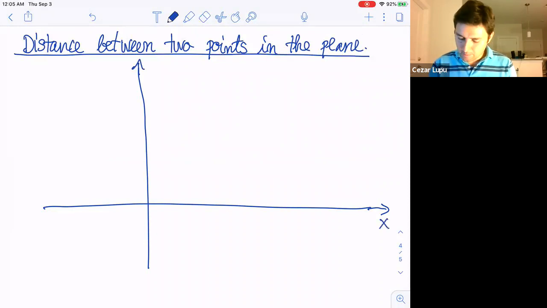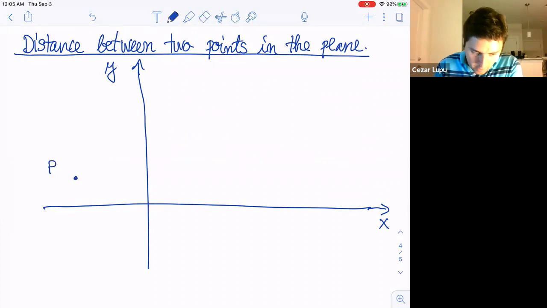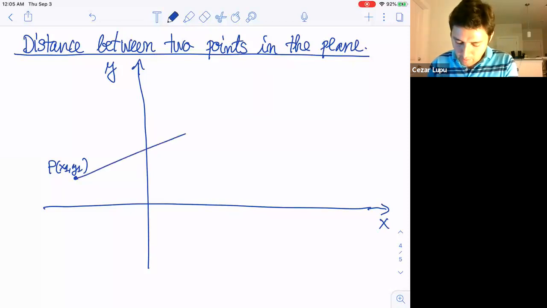This is the XY axis. And let's just say we have the following. Let's say I have here a point P with coordinates x1 and y1. And let me draw this line here. This is my point Q of coordinates x2, y2.